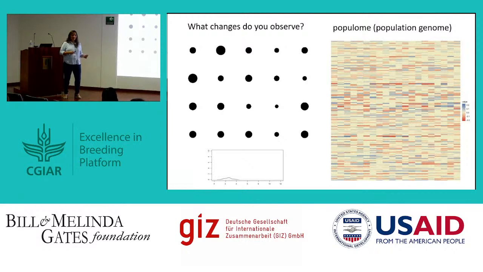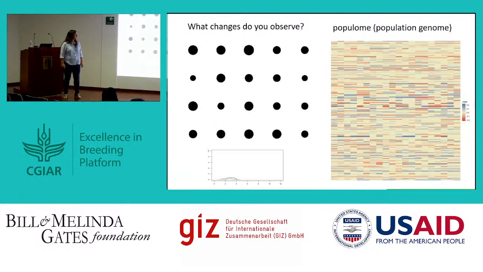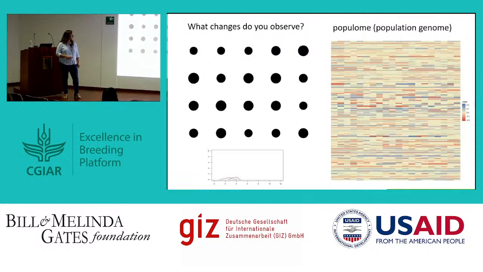So let's do our first cycle of selection. Okay, I would say that these dots got a little bit larger. I think I'm right because I see that from our starting population in red, we shifted a little bit to the blue. And when I look at the genetics here, I'd actually say it's really hard to tell the difference, right? Nothing much happening yet. So let's go another cycle.